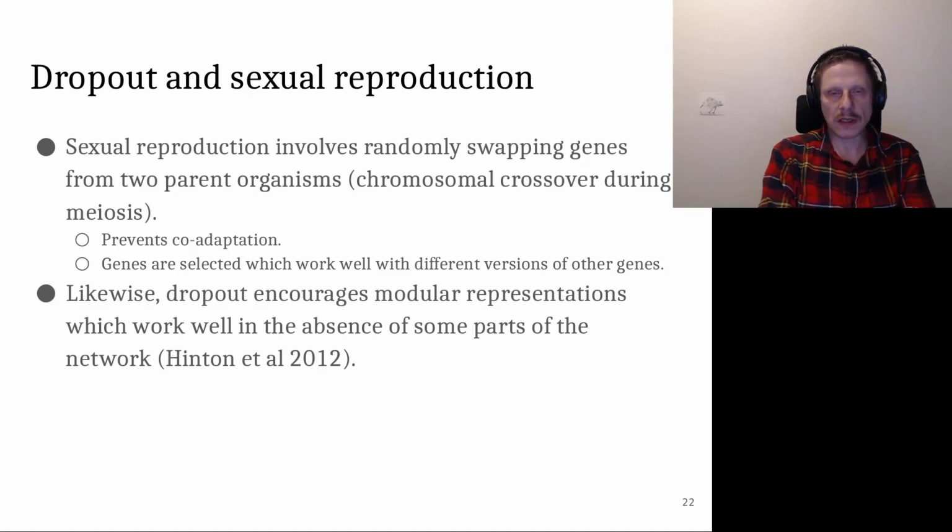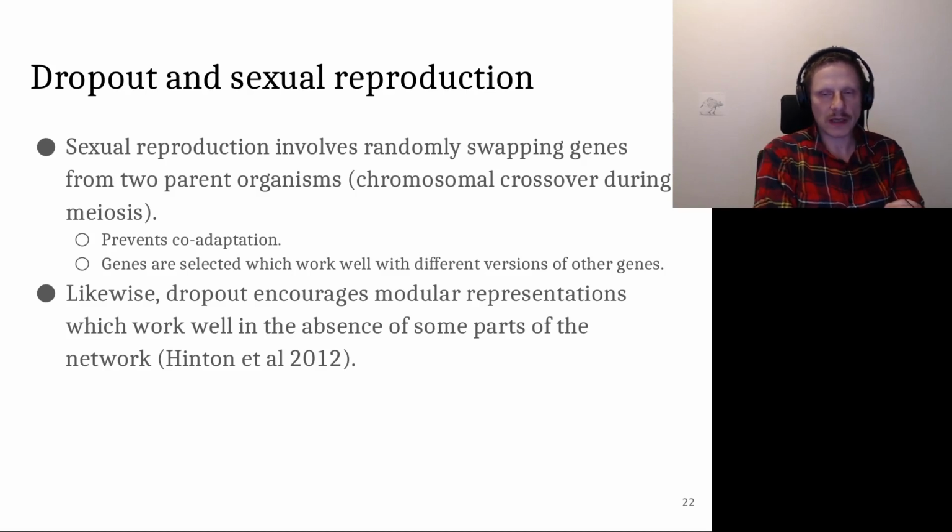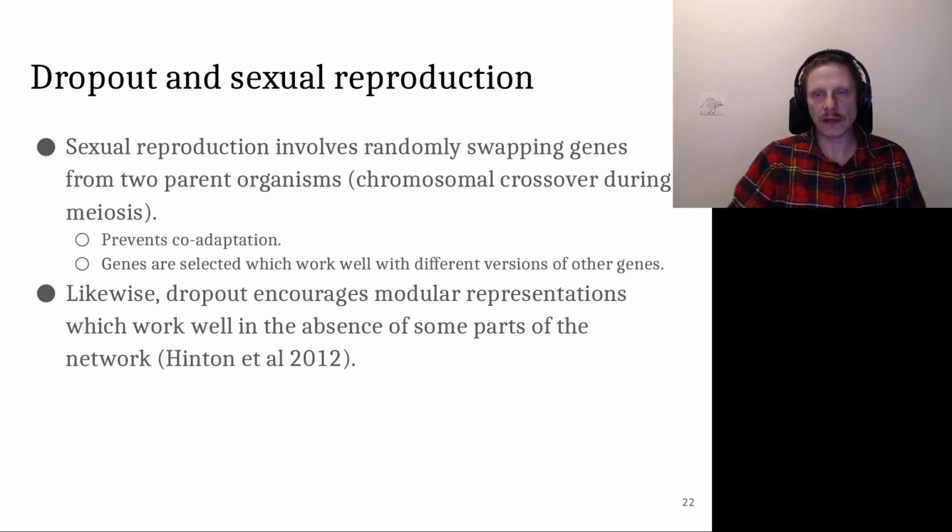And so Hinton et al. claimed that dropout has a similar effect in neural networks. There is no reproduction here, but it encourages modular representations, so that the weights of the network are such that if we slightly change or remove some parts of the network, they still will work. So the network is going to be less fragile. It's going to be more robust to changes, and in practice that also makes it generalize better to unseen data.